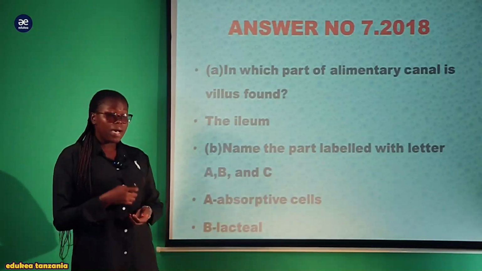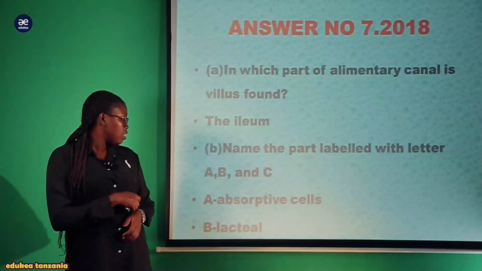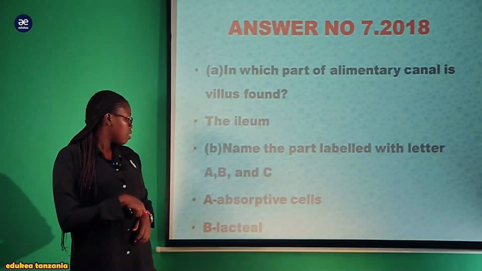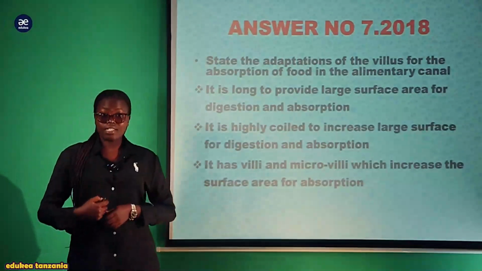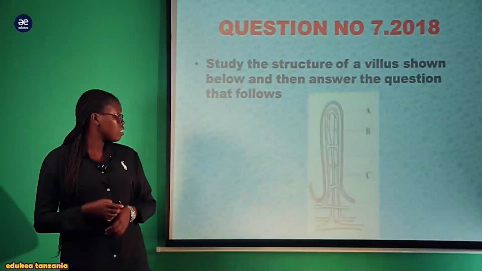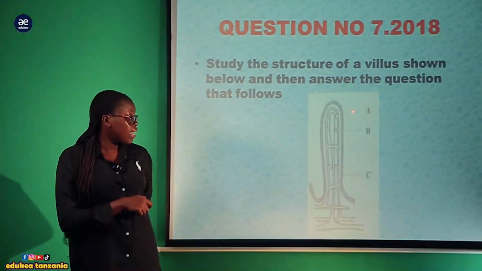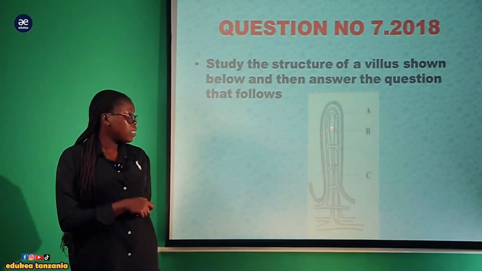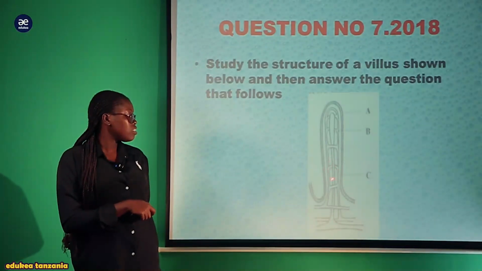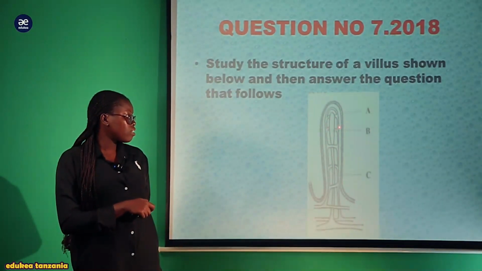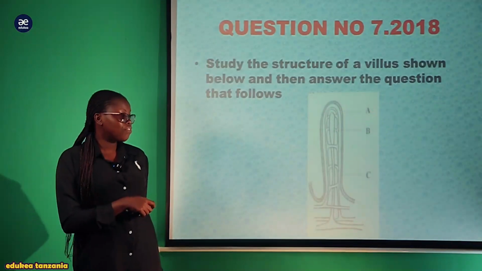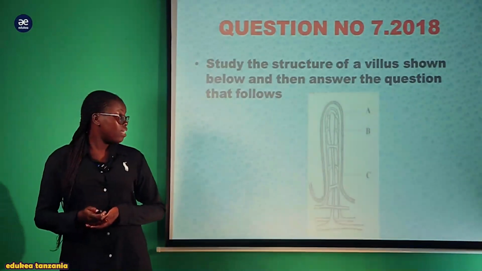So the part which has been labeled A is known as the absorptive cell, B is known as the lacteal, and C are the blood capillaries. As you see here, A is the absorptive cell, B is the lacteal, and C are the blood capillaries that pass through here.